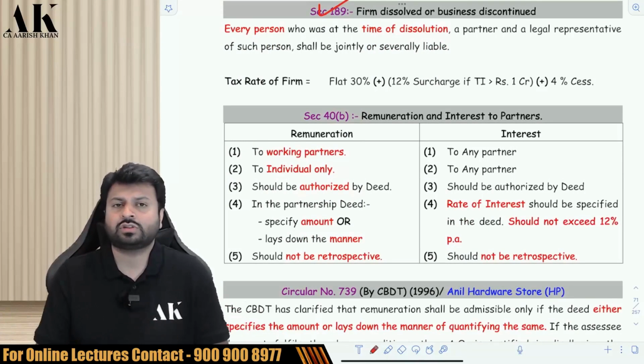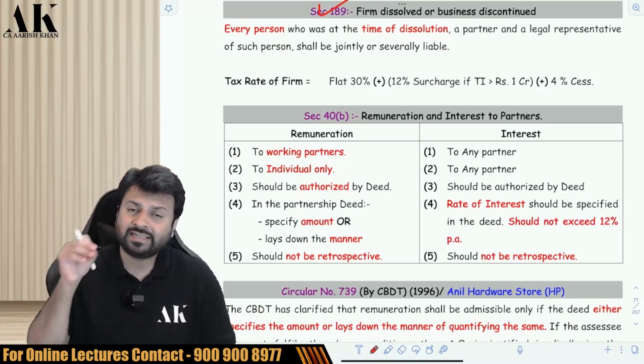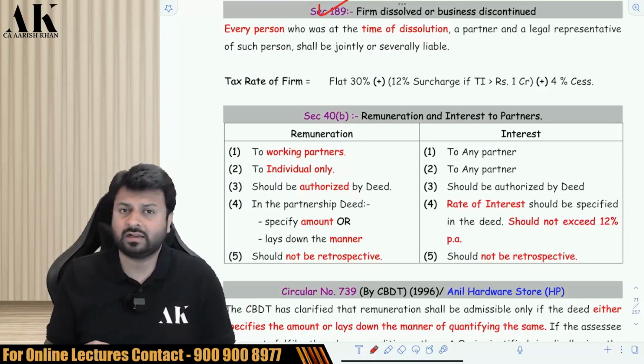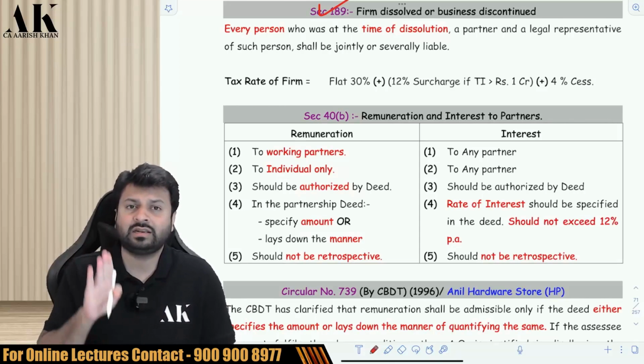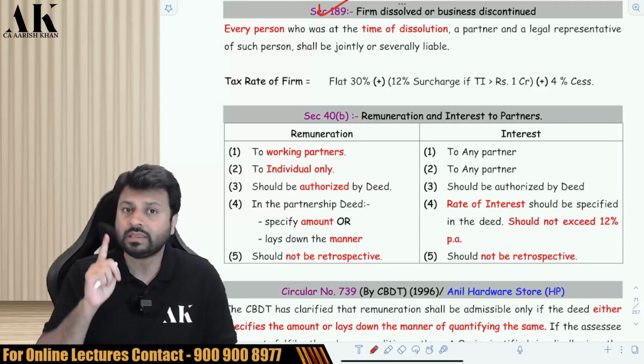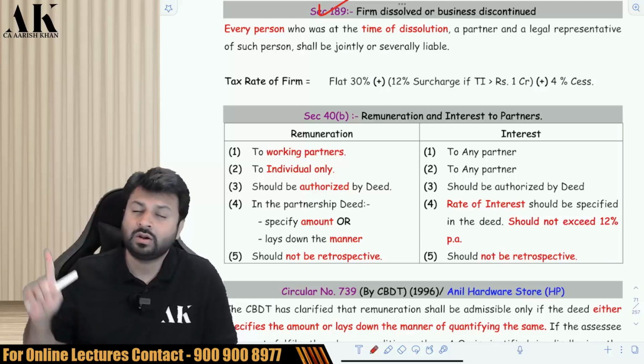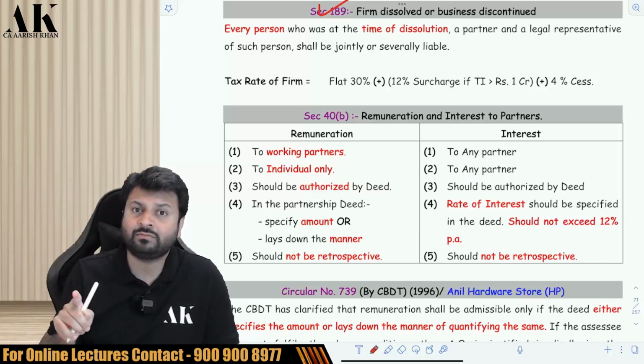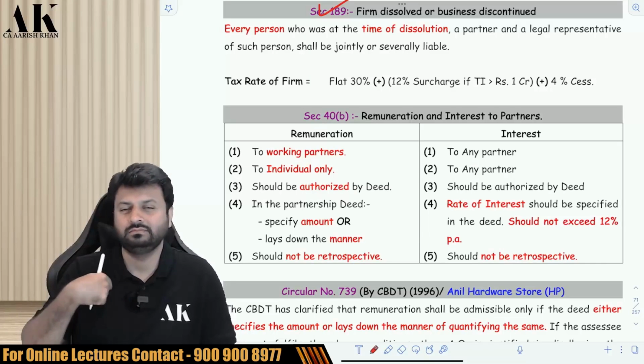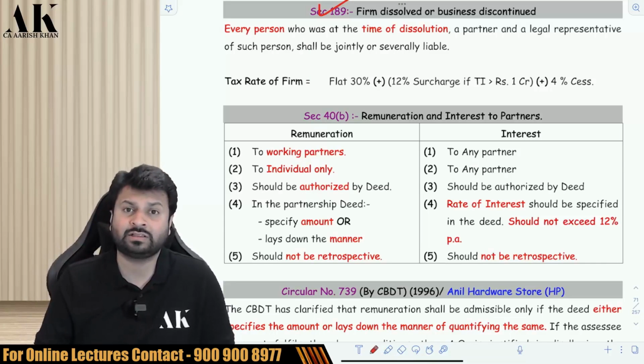In case of a dissolution of a firm, what happens? At the time of dissolution, whomsoever is the partner, that person will be liable for the liability of the firm for life. Be very careful. Suppose if today dissolution happens and if I am a partner of a firm, whatever is the liability of the firm for the entire life of the firm, I will be liable for that along with the firm.